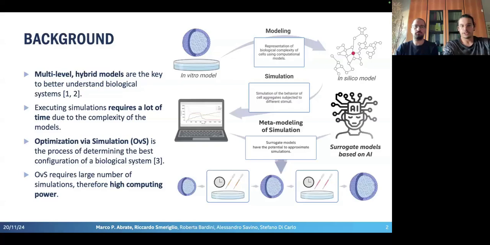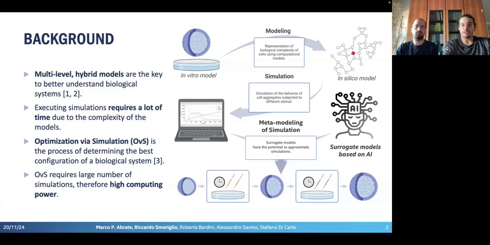Multi-level hybrid models are the key to better understand biological systems. In particular, as you can see in the figure at the right, an in vitro model gets modeled as an in silico model in order to allow us to perform operations on this in silico model, in particular performing simulation, to predict the behavior of the in vitro model without wasting resources, time, and money.